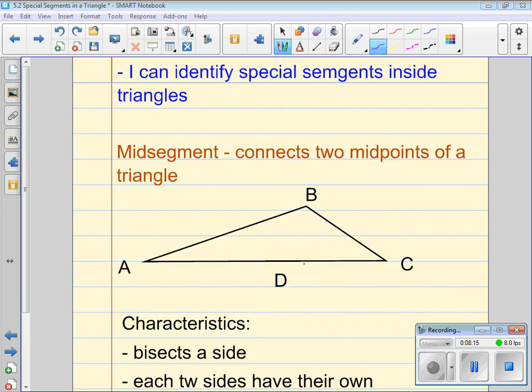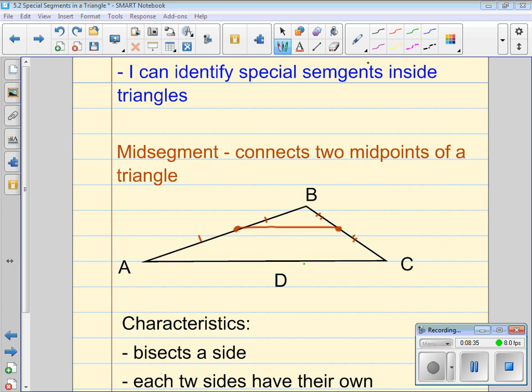All right, the last of our special segments is the mid-segment. It connects two midpoints of a triangle. So each side has its own midpoint, right? So we'll just find the midpoints of those two. We'll find the other one for AC in just a bit. And so if I connect those two midpoints, I create a mid-segment.